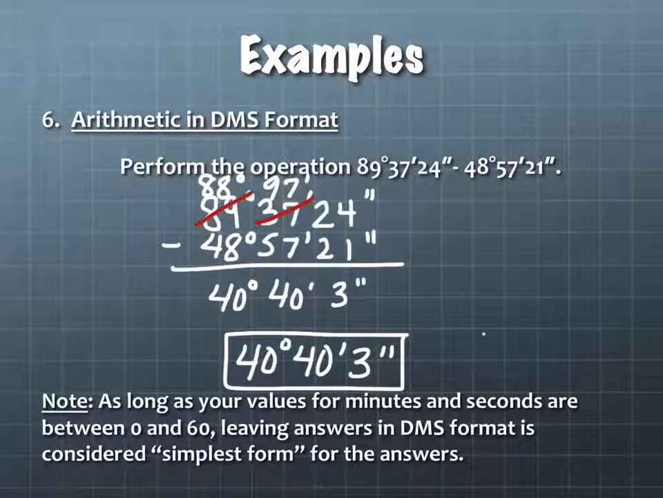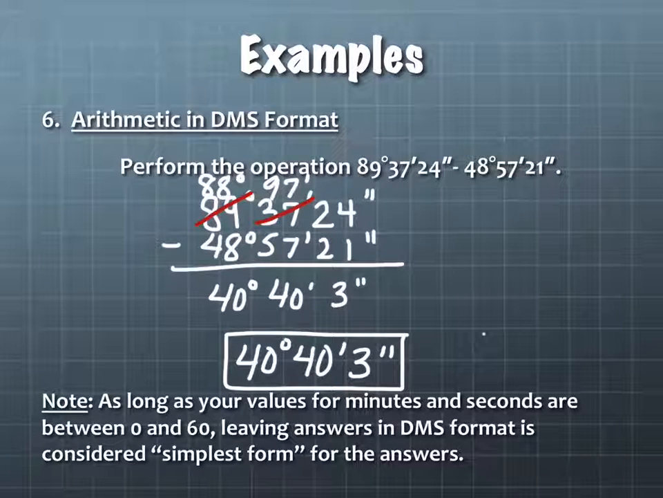So the only thing that you really need to be careful of here is to remember that when you're borrowing, it's 60. The same thing would have happened if I had, say, for instance, 20 seconds minus 21 seconds, right? If I had to borrow from the column that has minutes in it, I'd have to borrow 60. I'd borrow 1, but they'd be 60 seconds because there's 60 seconds in a minute. Always borrowing from the column over is 60.